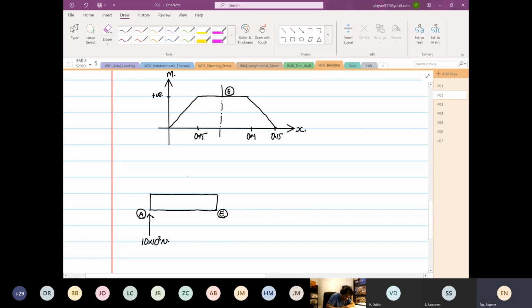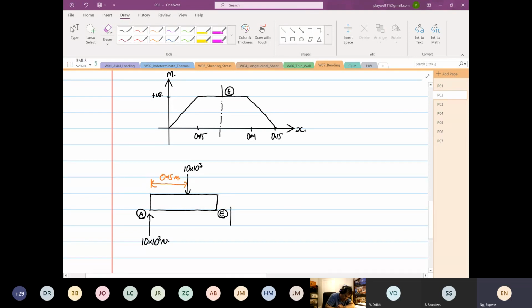So it's somewhere around here, right, 10 times 10 to the power 3. We also know that the distance from here to here is equal to 0.15 meters. Okay. And then at point E, we're going to do two things.